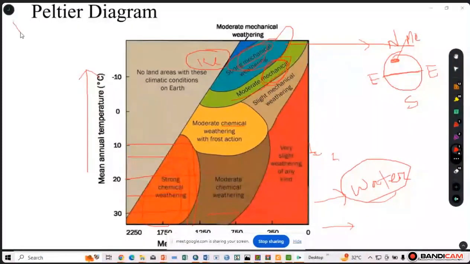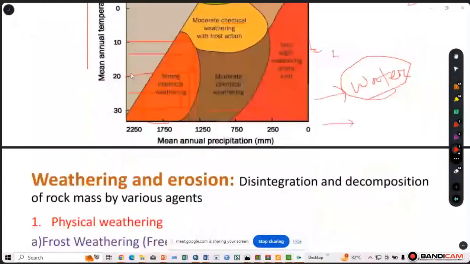Everyone can understand that? Yes. Fill the diagram, sir. Yes. Okay.